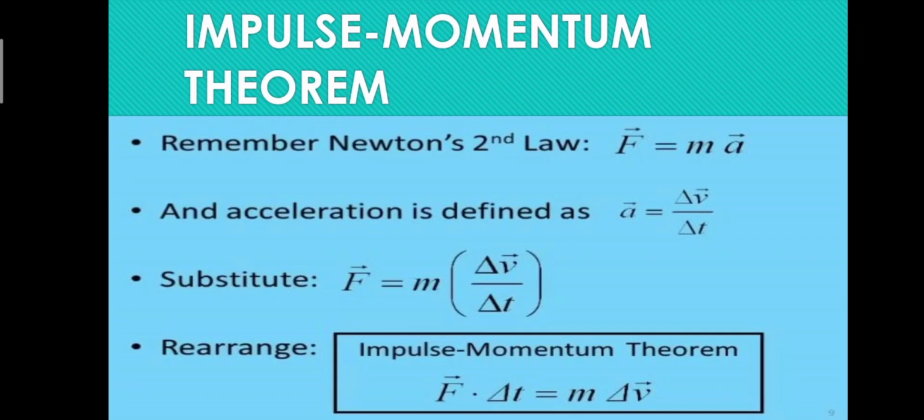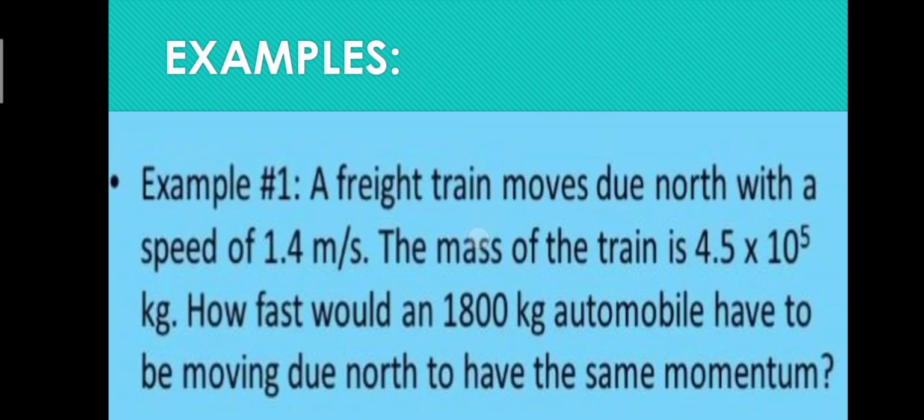So now let's proceed to the examples. We have here 5 examples. Example number 1. A freight train moves due north with a speed of 1.4 meter per second. The mass of the train is 4.5 times 10 raised to the power of 5 kilogram. How fast would an 1,800 kilogram automobile have to be moving due north to have the same momentum?